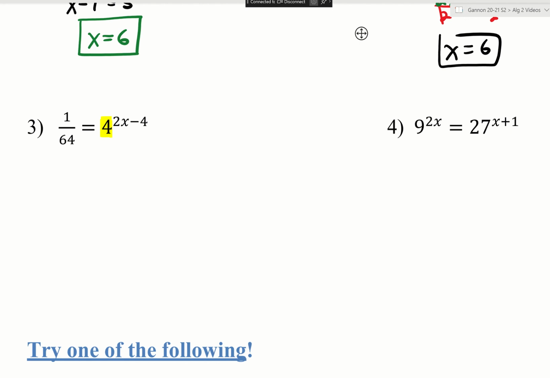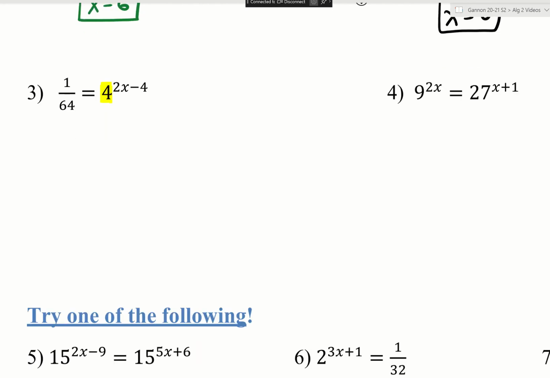All right, guys, hopefully you were able to come up with it, but in this case, if we want these both to be in base 4, we already have the right-hand side as 4 to the 2x minus 4 power. So we need to think about, all right, what power of 4 is going to give us 64? Well, hopefully you're thinking that 4 cubed is 64. So that'll give us 64, but how do we make it 1 over 64? And the answer is you make the exponent negative. So we want this to become 4 to the negative 3rd power.